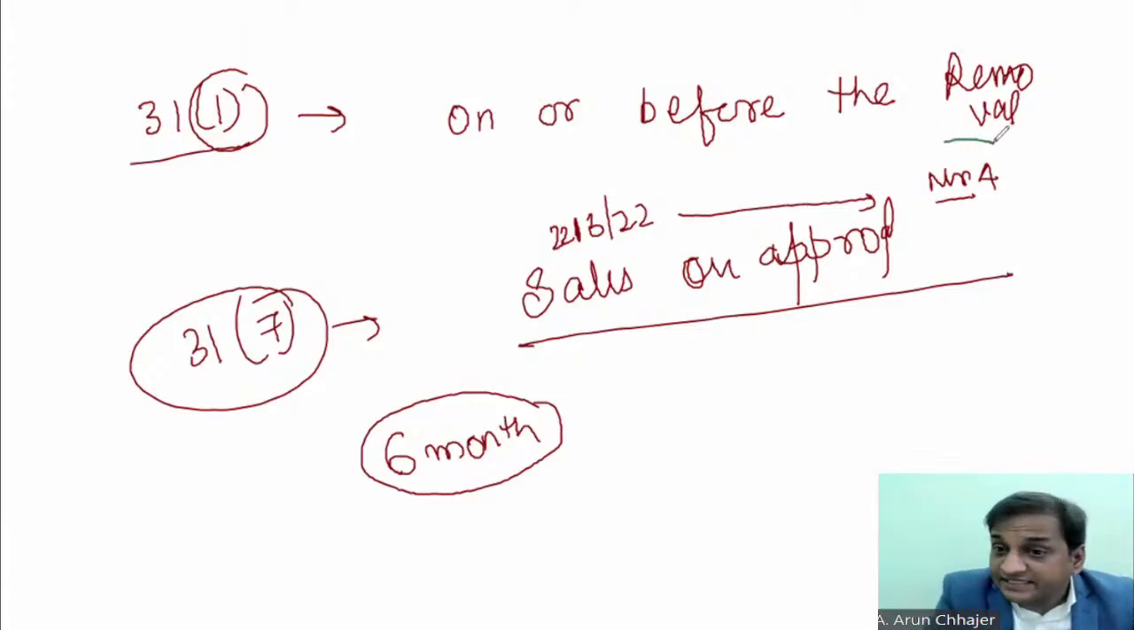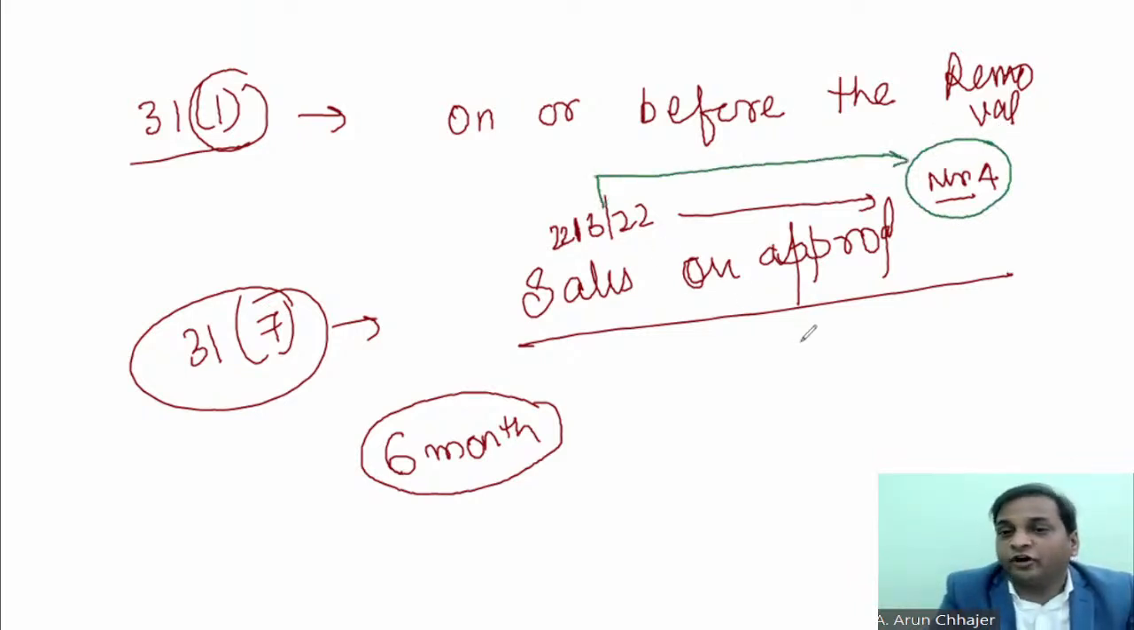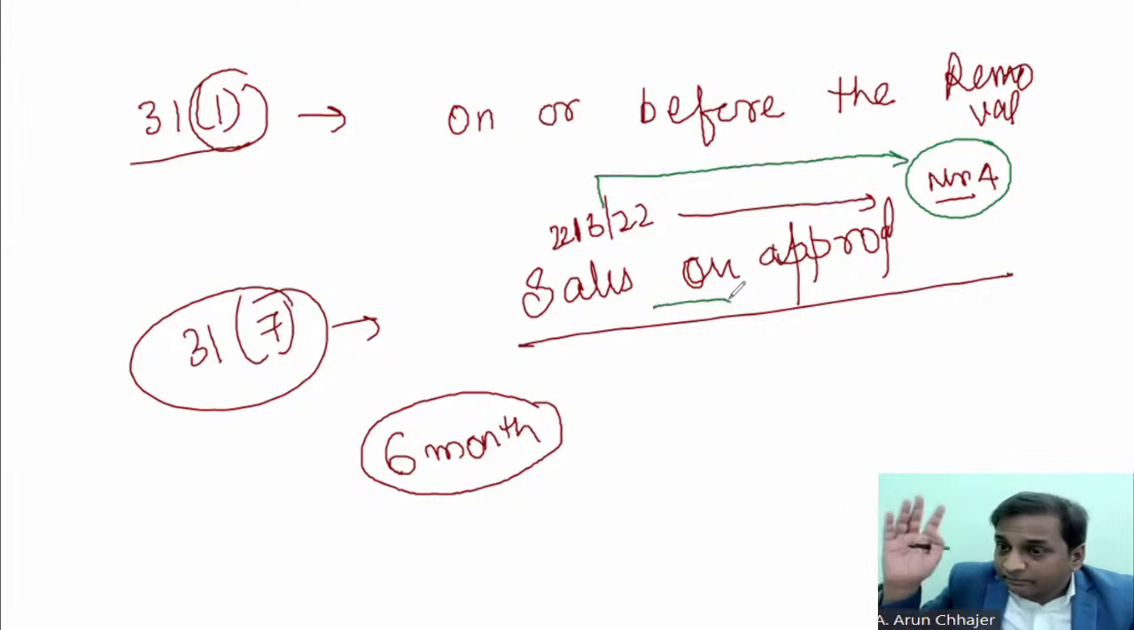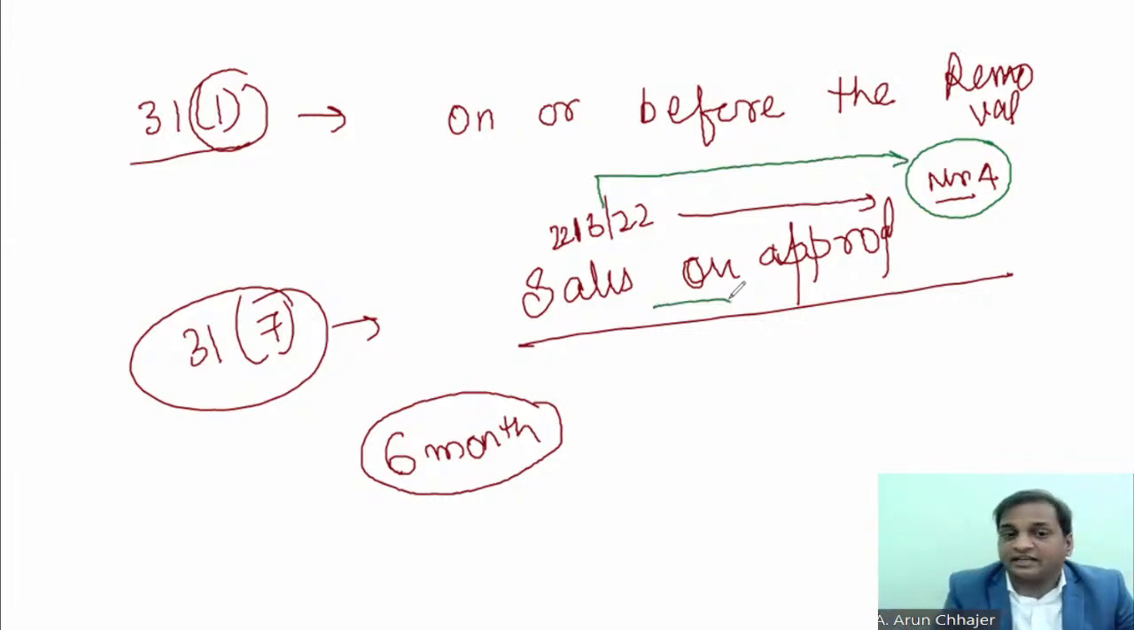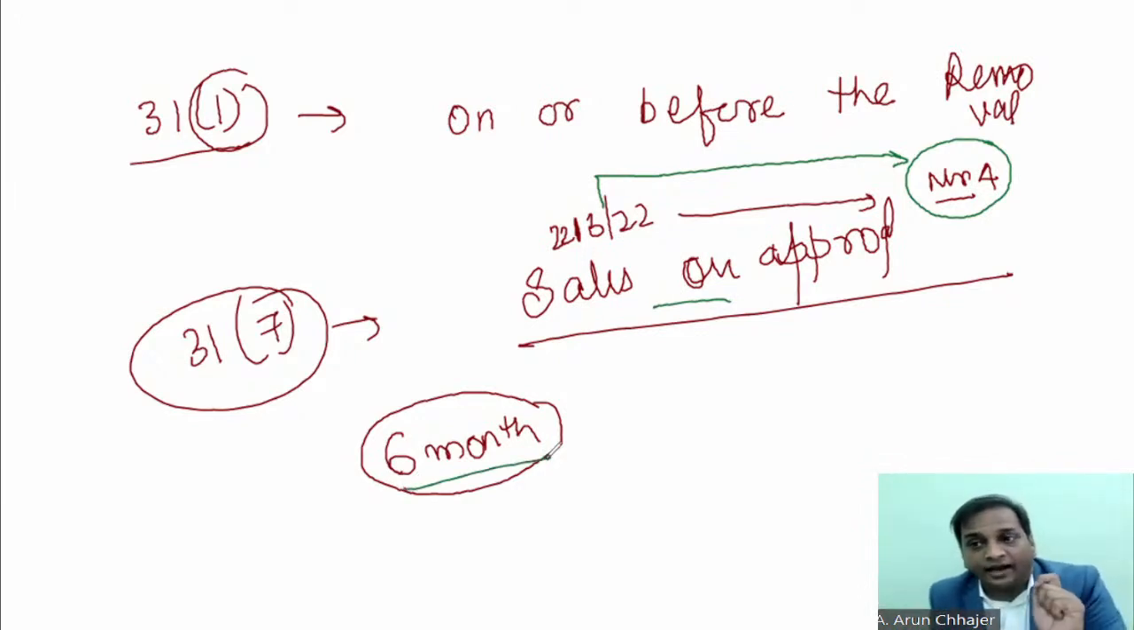In that case, the supplier can issue the invoice once Mr. A has given the consent, or 6 months, whichever is earlier. Meaning thereby, I can wait a maximum of 6 months, not beyond that.